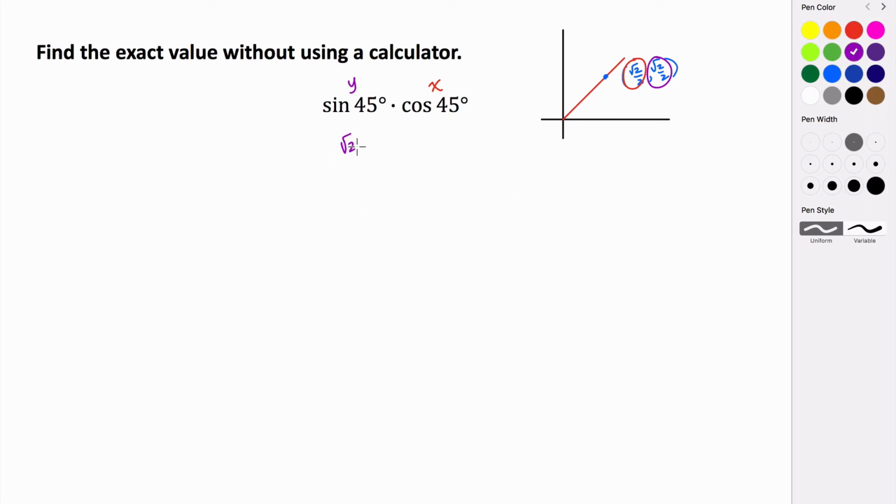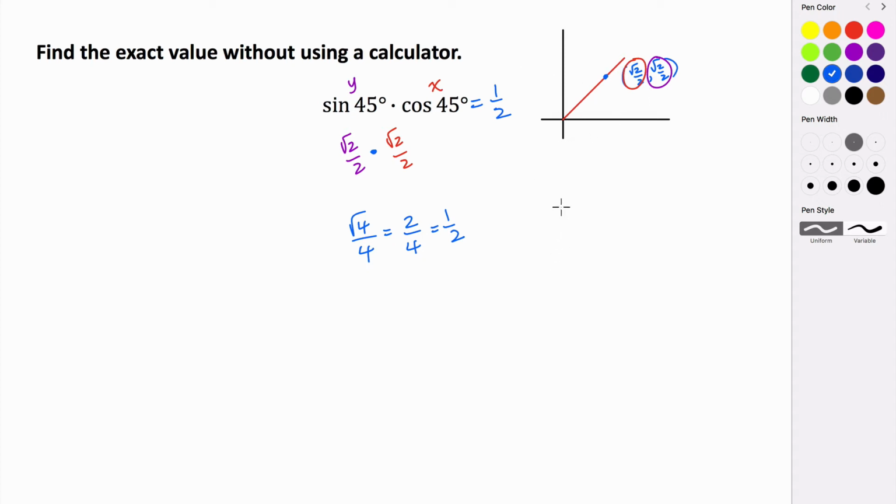So we have the square root of 2 over 2 times the square root of 2 over 2, right? Because this is the sine of 45 degrees and this is the value of the cosine of 45 degrees. So when we take this product, the square root of 2 times the square root of 2, that's the square root of 4. And then 2 times 2 is 4. So we end up with the square root of 4 over 4, which turns out to be 2 over 4, or 1/2. So this entire product simplifies to be 1/2. And we can evaluate that without using a calculator by knowing these values on the unit circle.